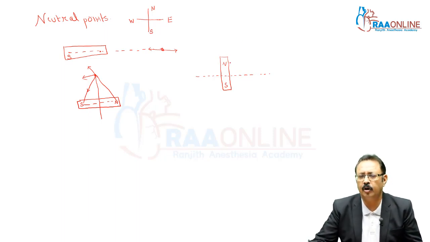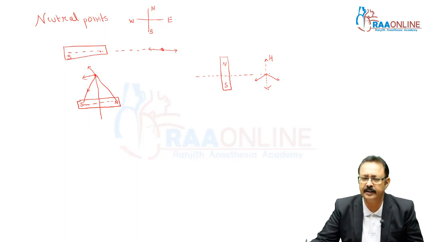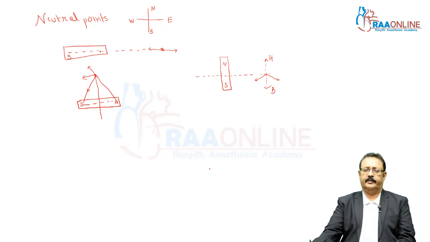At this point, the north pole will repel and the south pole will attract. The resultant will be in this direction, just opposite to the horizontal component of Earth's magnetic field. Its direction is north-south, and that is the intensity of the magnetic field due to this magnet.